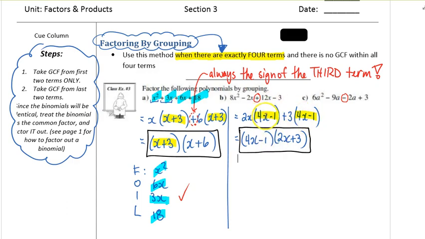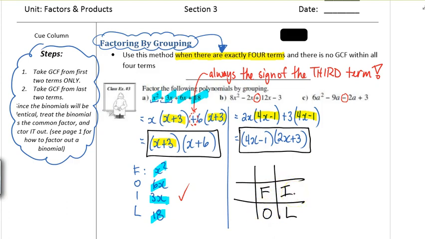Now, I was going to do an alternative method on C, but I think I'm going to do it on B instead. And then I'll let you choose what you want to do on C. So the alternative way to do these 4 termers is to do a reverse tic-tac-toe, where the F and the L must go kitty corner to each other from the center, and then it doesn't matter where you put the O and the I. And what do I mean by F, O, I, L? This is your F, O, I, and L. Those are your 4 terms.